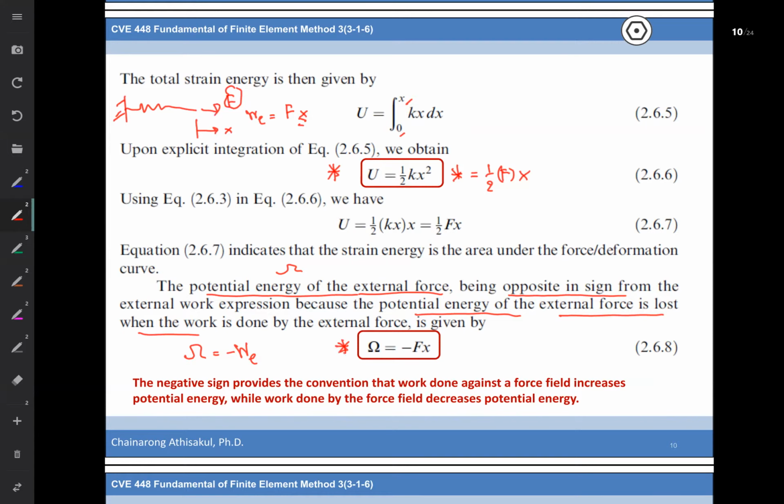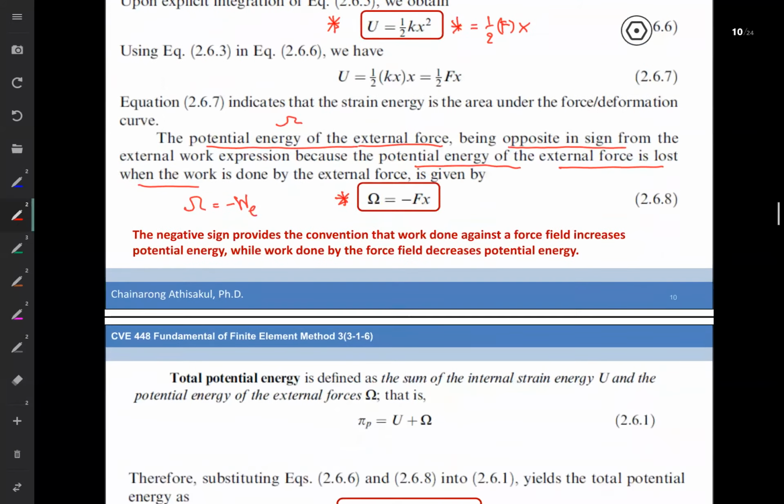It has to be noted that if you come back and review a little bit in mechanics of materials or fundamental physics, you will see why the potential energy due to the external force has the opposite sign. The negative sign provides the convention that work done against the force field increases potential energy. But for the case we are talking about, the work is done by the force field, so it decreases potential energy.